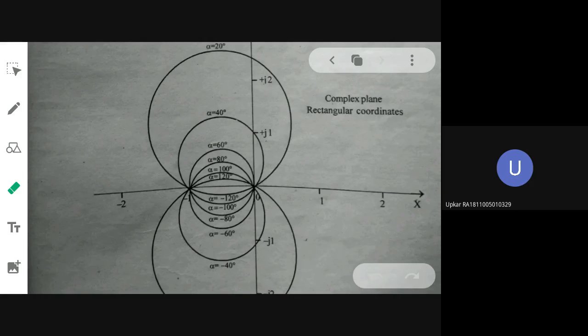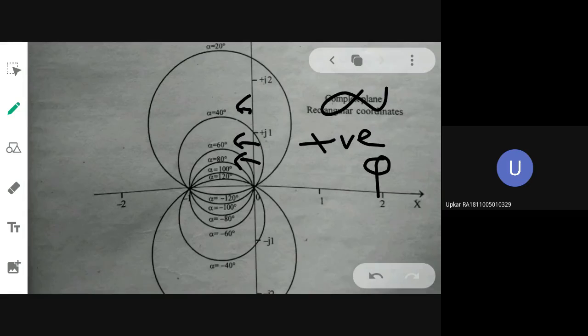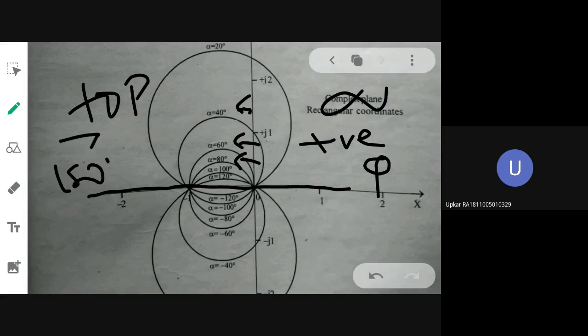Where are the positive value circles? Positive values are in the upper half, and negative values in the lower half. All are positive phase angles, positive values of alpha. So for positive alpha, the circles are located on top, above the 180 degree axis. So above the 180 degree axis, positive angles are located. What about the bottom?